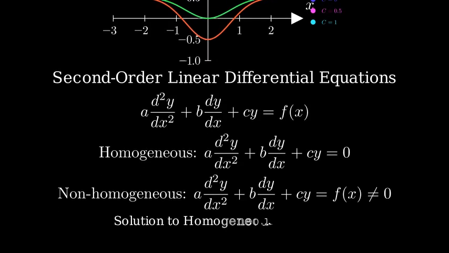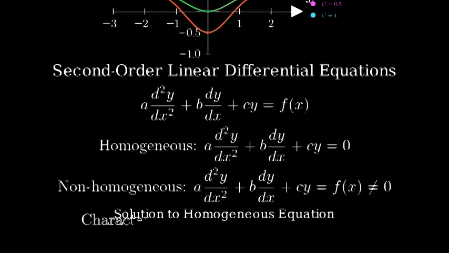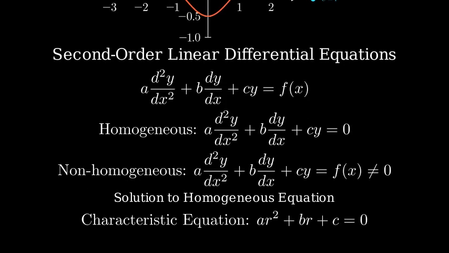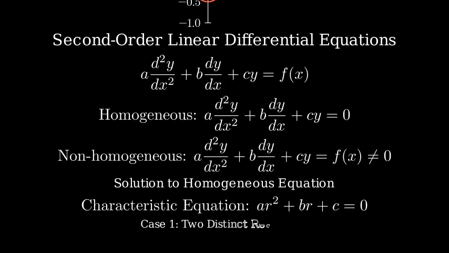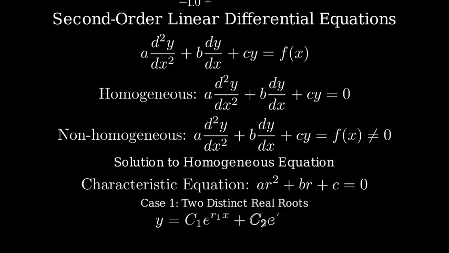To solve a homogeneous second-order linear equation, we first find the general solution to the homogeneous equation. We do this by finding the roots of the characteristic equation, ar² plus br plus c equals 0. If the characteristic equation has two distinct real roots, r1 and r2, then the general solution is y equals c1·e^(r1·x) plus c2·e^(r2·x).